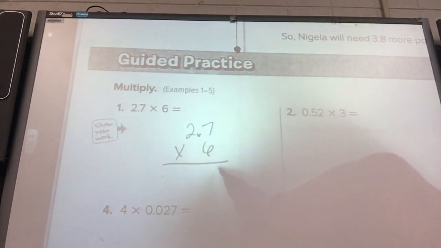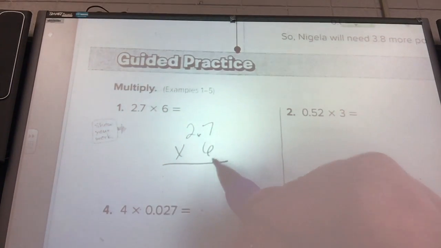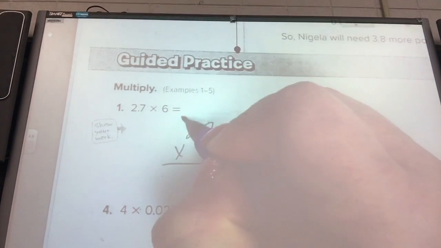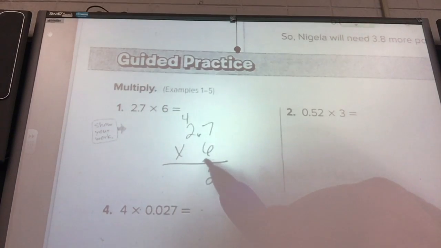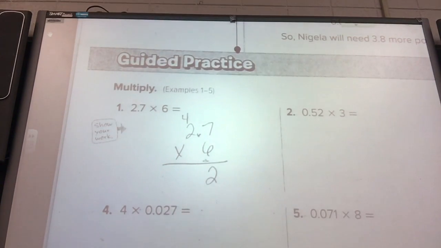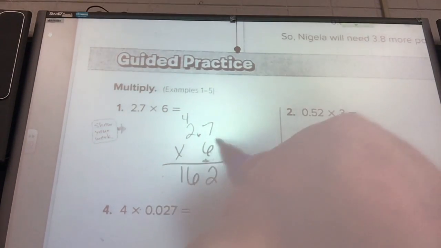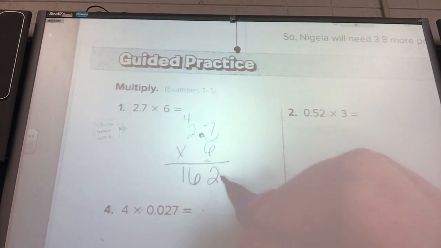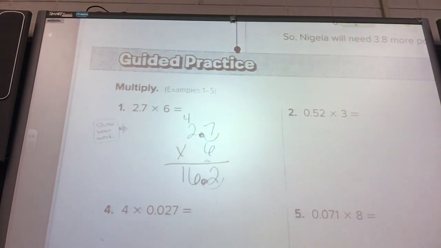All right, 7 times 6. We're going to take this 6 and multiply it by these digits. 7 times 6 is 42. Now we're going to multiply the 1s times the 10. 6 times 2 is 12. Plus 4, 16. We go over one spot. I'm going to go over one spot. Our answer is 16.2.